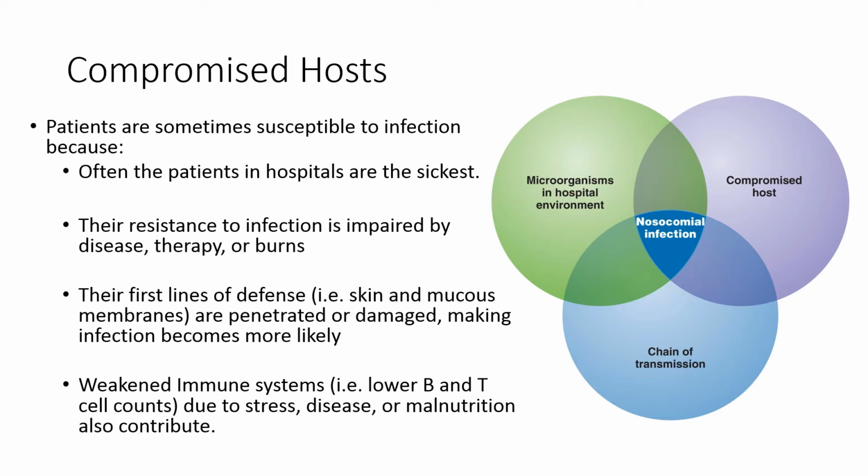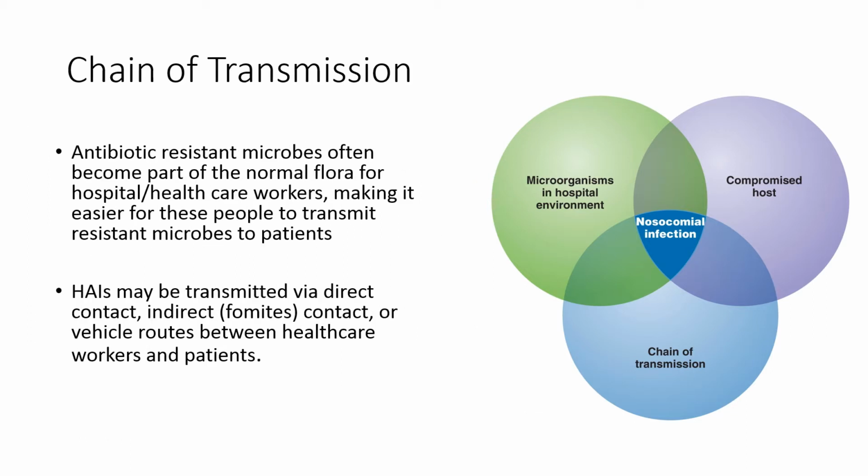They don't have the right nutrients to support the growth of white blood cells and other immune system components within the body. When we talk about weakened immune systems, we mean that the number of B cells and T cells is low and resistance is low as a result. So you have microorganisms in the environment and you have compromised hosts. The third component of the trifecta is the chain of transmission.